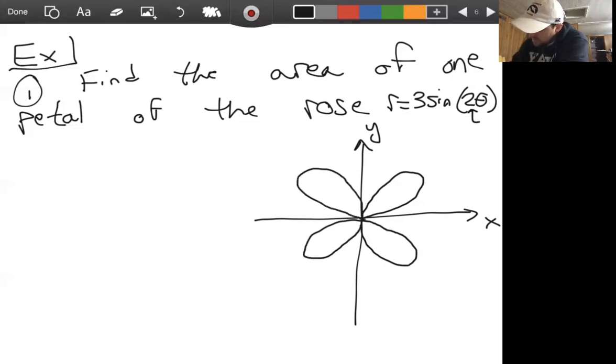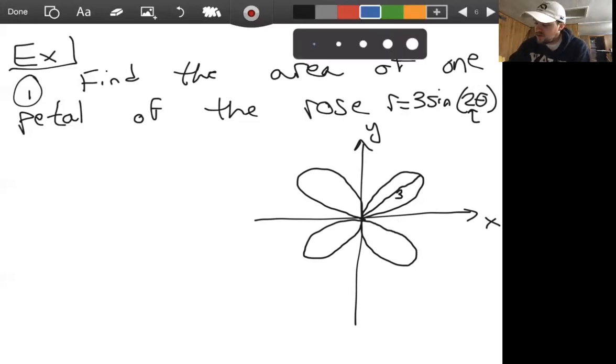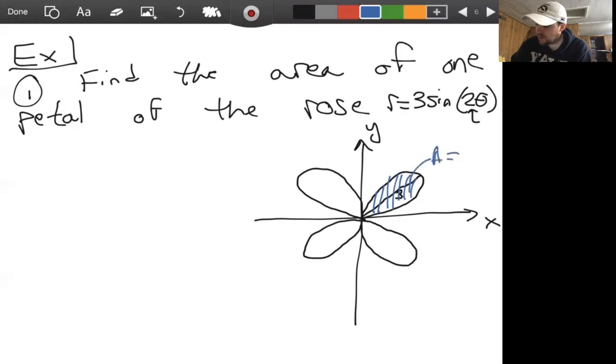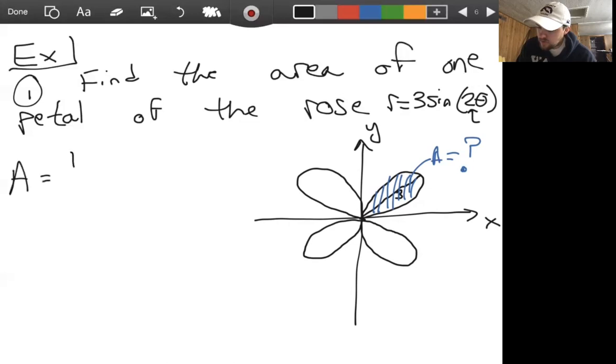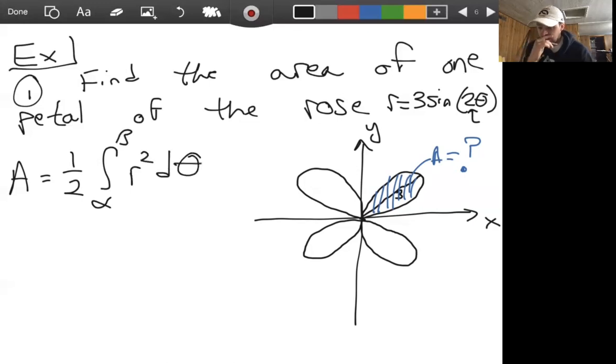Here, where this length is 3, and we have 4 petals, okay? And so the question says, what's the area of just one petal? And so to find the area of one petal, we know what our formula is. It's 1/2 integral alpha to beta r squared d theta.